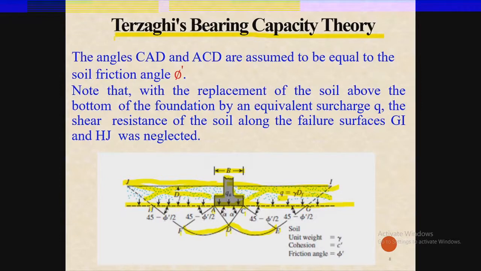Now in the active wedge, the angle CAD is equal to the soil friction angle, and in the passive Rankine zone, the angle ECG is equal to 45 minus φ/2. As you know, the angle subtended by any line with the horizontal in the passive Rankine zone is equal to 45 minus φ/2. So that is basically the explanation of the failure mechanism assumed by Terzaghi.